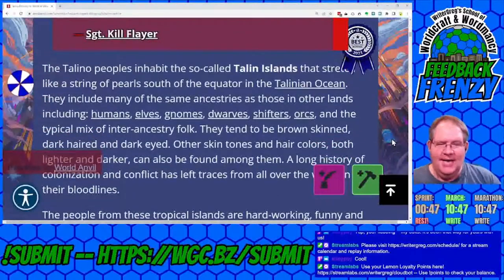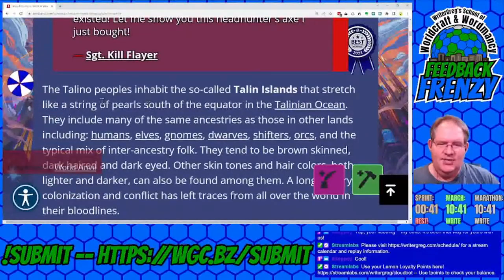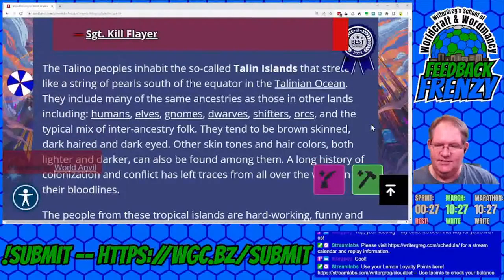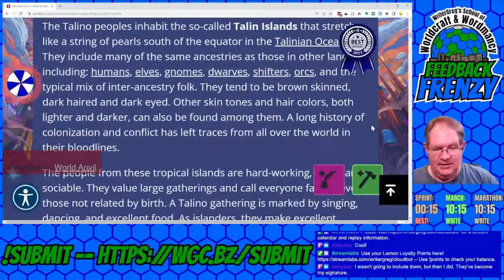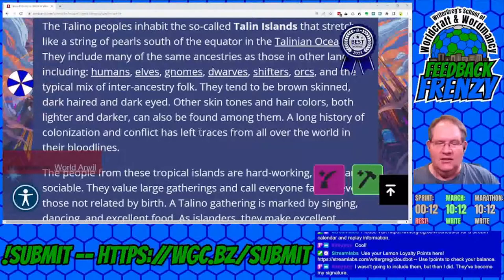The Talino people inhabited the so-called Talon Islands that stretch like a string of pearls south of the equator in the Talinian Ocean. They include many of the same ancestries as those in other lands, including humans, elves, gnomes, dwarf shifters, orcs, and the typical mix of inter-ancestry folk. They tend to be brown-skinned, dark-haired, and dark-eyed. Other skin tones and hair colors, both lighter and darker, can also be found among them. A long history of colonization and conflict has left traces all over the world in their bloodlines.